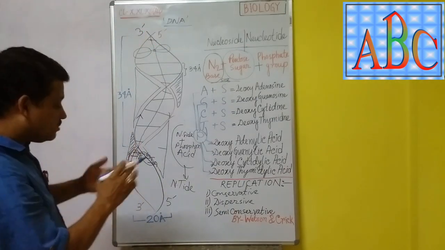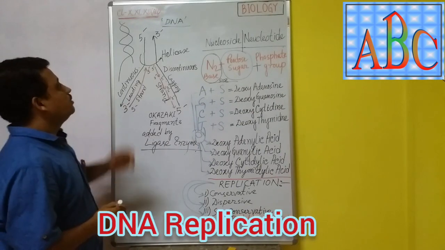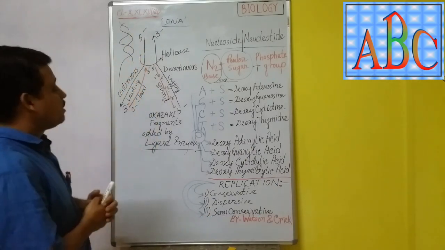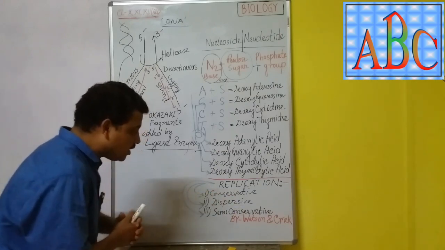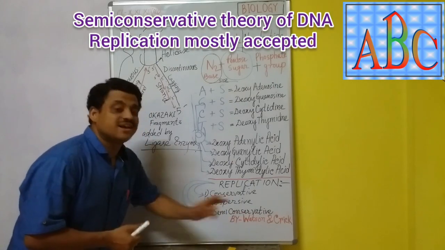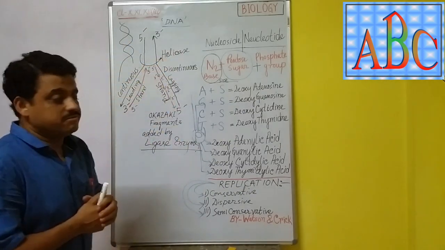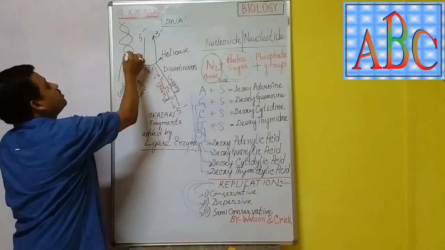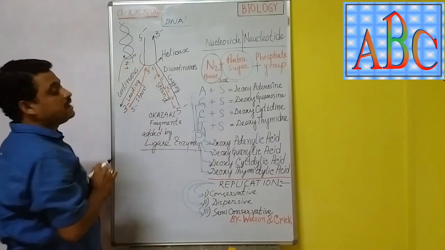Now we have to see something more about DNA. Regarding DNA replication, we know there is a replication fork, and there are different theories of replication, like the conservative theory, the dispersive theory, and another is the semi-conservative theory by Watson and Crick. Due to the helicase enzyme, this particular DNA double helix strand will open. That means the hydrogen bond in between is broken by the helicase enzyme.